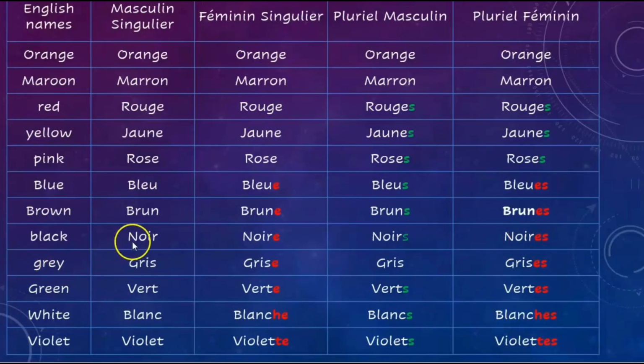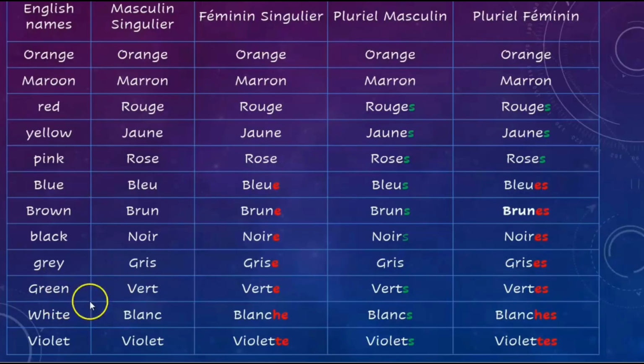Now grey. Grey is called as gris. In masculine singular, gris. And feminine singular, we add E and it is called as grise. Masculine plural again stays the same, gris, because S is already there. And to make it plural in feminine form, we add ES, grises. And the pronunciation is gris.